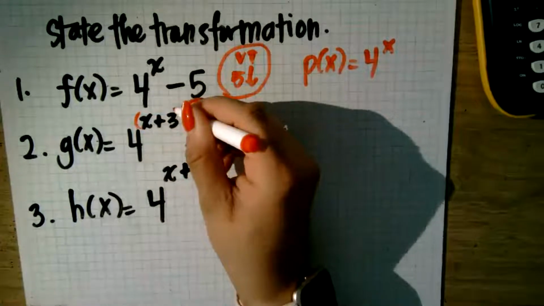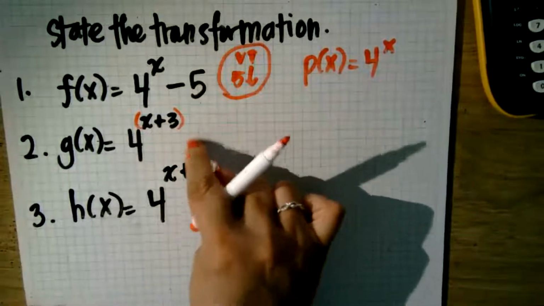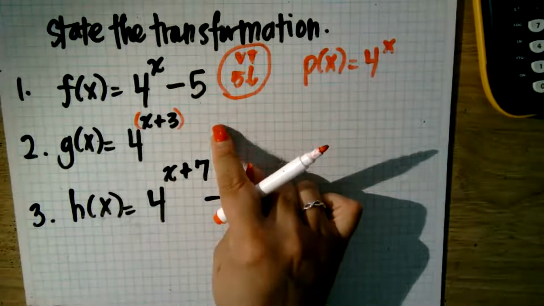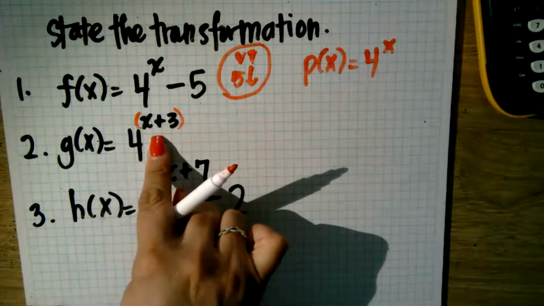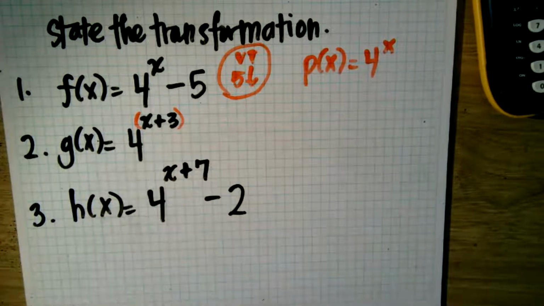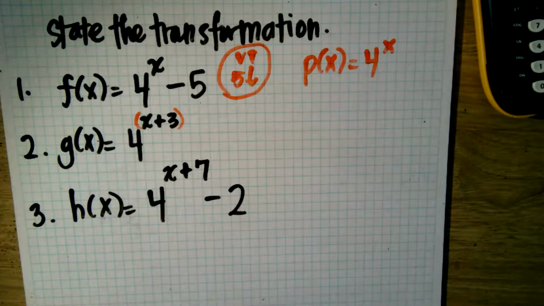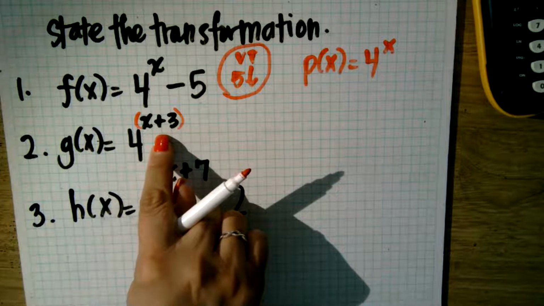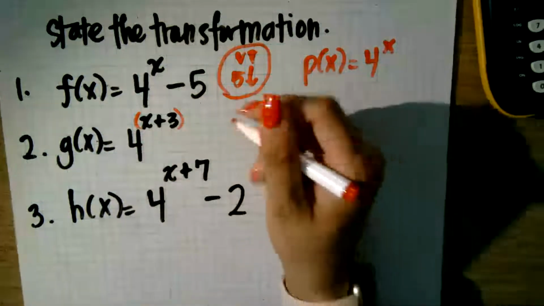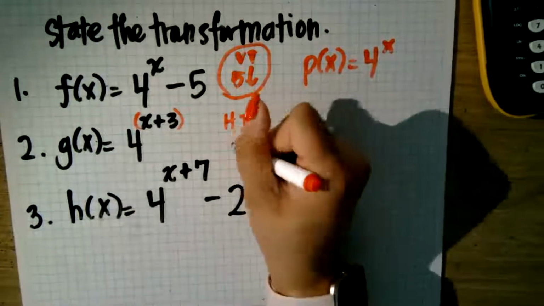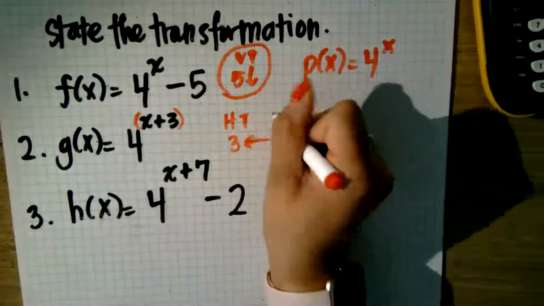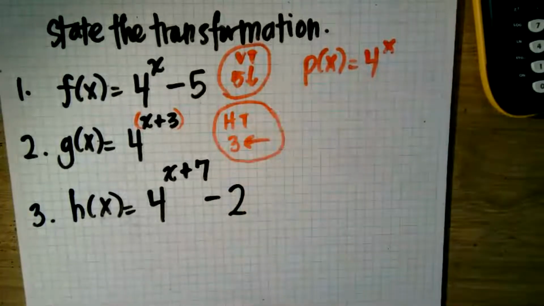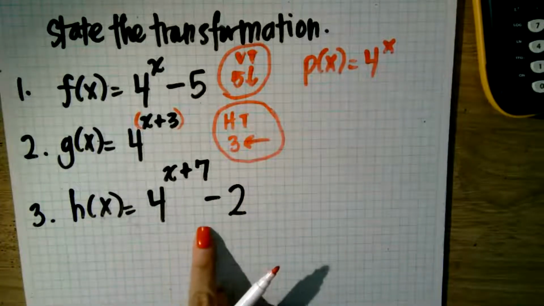Let's look at this one. This one has no vertical translation because there's nothing on the outside. But this one here is horizontal. Remember again, golden rule. The horizontal translation is always opposite of what the equation is telling me. The equation is telling me +3, but it's opposite of that. So it's going to be horizontal translation, 3 units left. Right there. Cool?